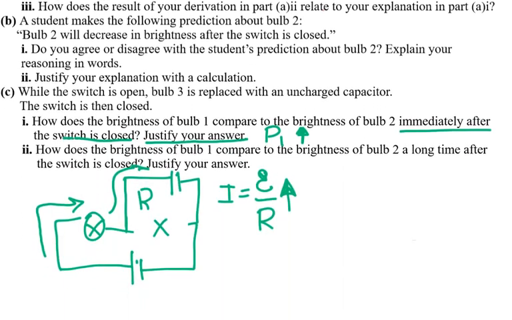So for the second part, they say, how does the brightness of bulb 1 compare to the brightness of bulb 2 a long time after the switch is closed? And you would say here the same. And then in the first one, how does the brightness of bulb 1 compare to bulb 2? You say this one is bright, it's on, and the brightness of the second one is equal to 0 because it is off. Or you say the brightness of the first one is larger than the second one.